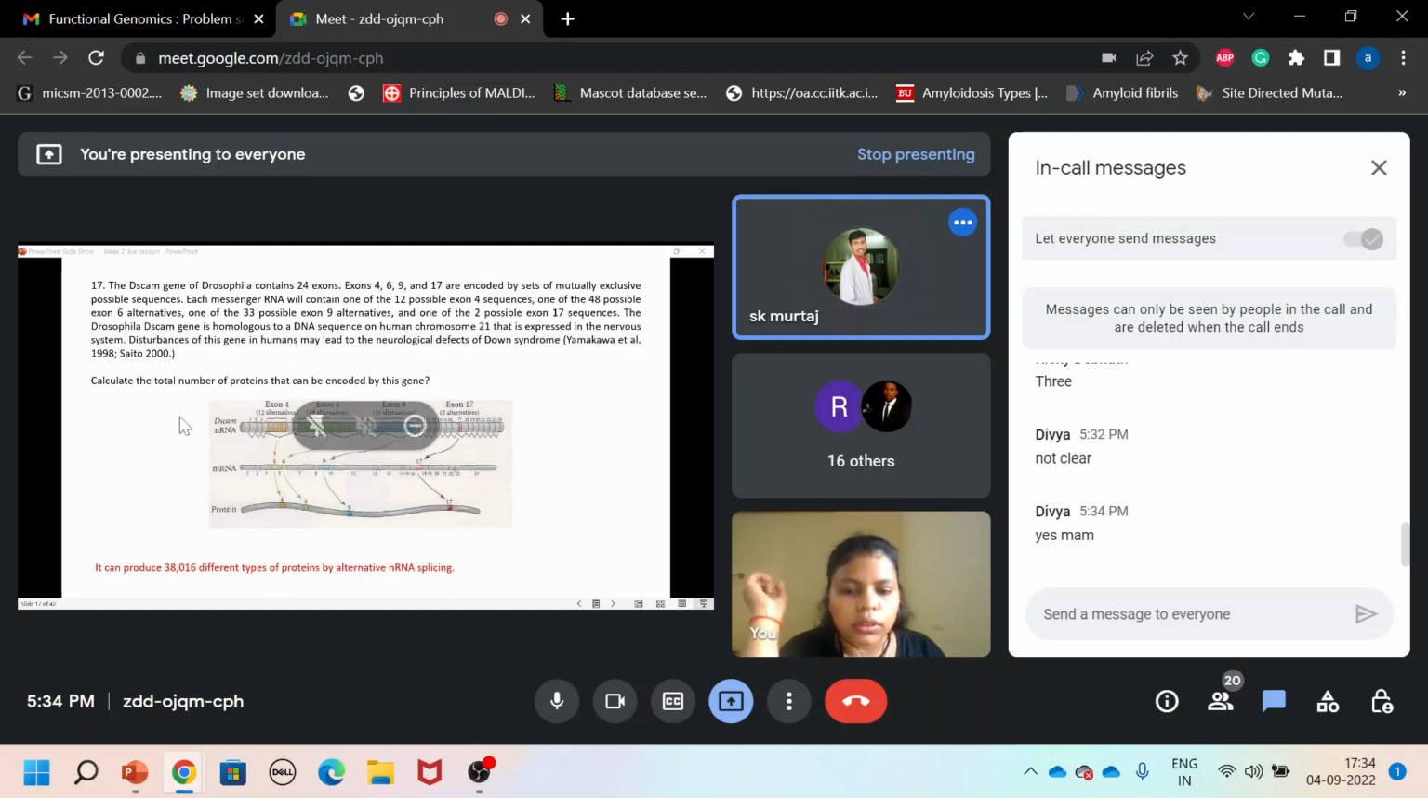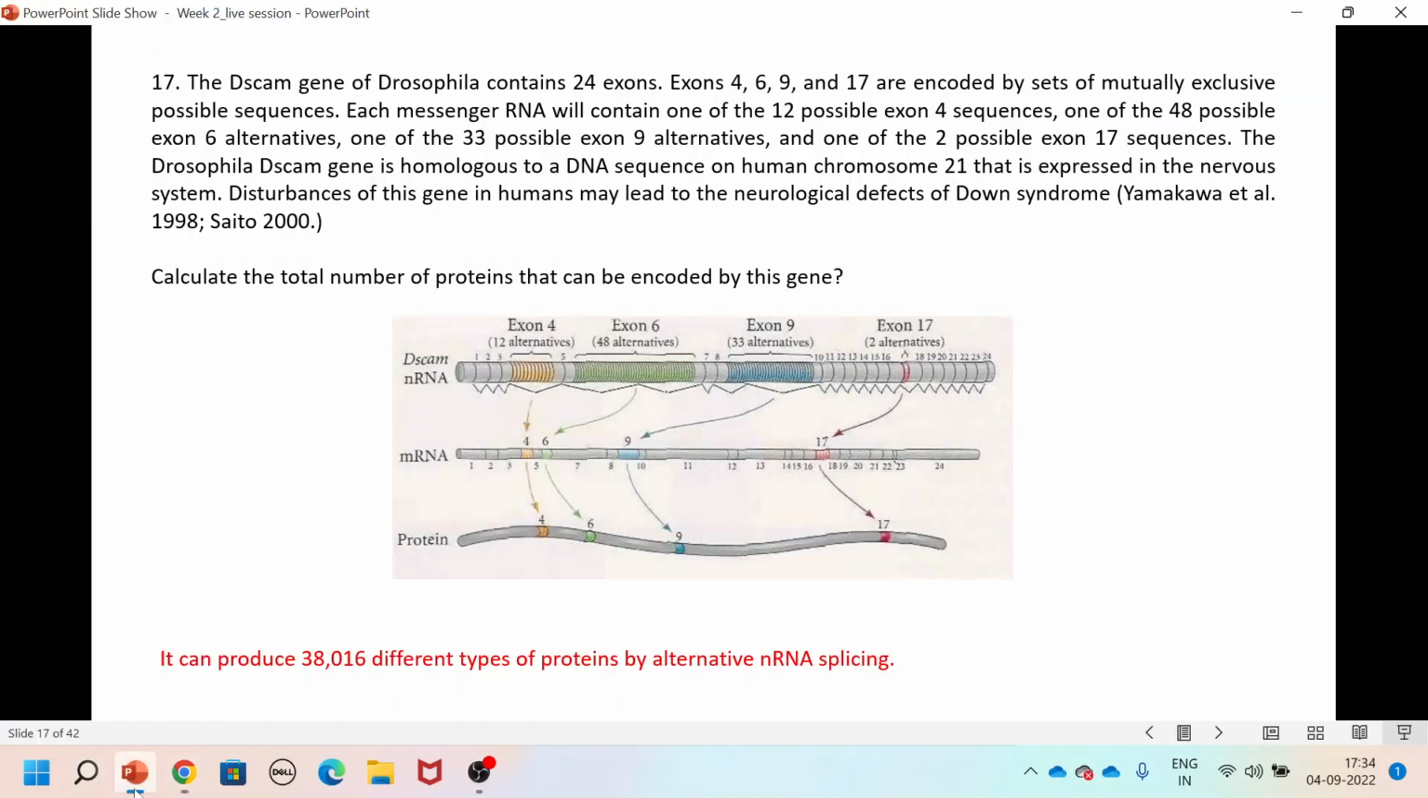Yes, so ma'am, here the mRNA contains how many types of exon 4 in nRNA, only exon one, 4? Only one. Yes, out of these 12 alternatives, only one alternative will be present in the mRNA. Similarly, for exon 6, only one alternative will be present in the mRNA. Is it clear? Yes, ma'am, got it. Okay.